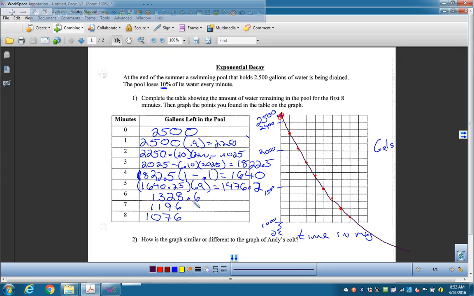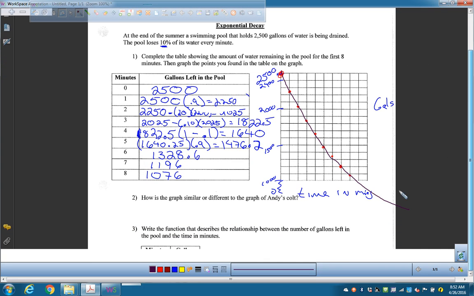Yes, David? Will this pool ever have zero water in it? No. Why not? Right. Yeah, eventually it probably would, right? But as far as, if I use this equation, it's never going to go exactly to zero, all right? Because I'm always multiplying a number.